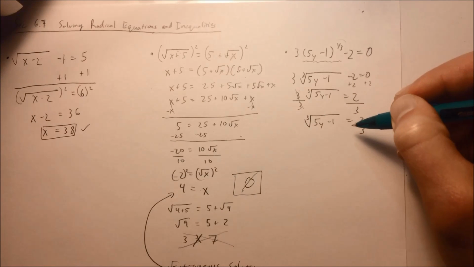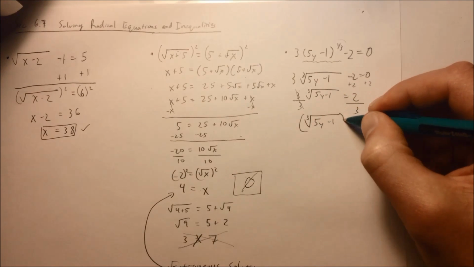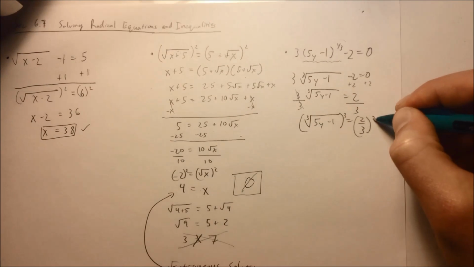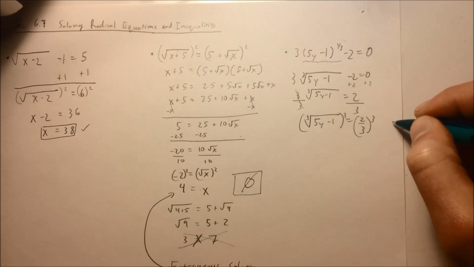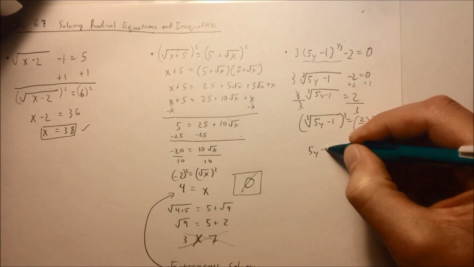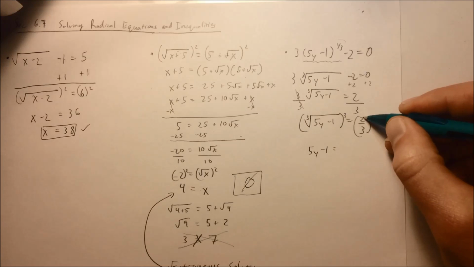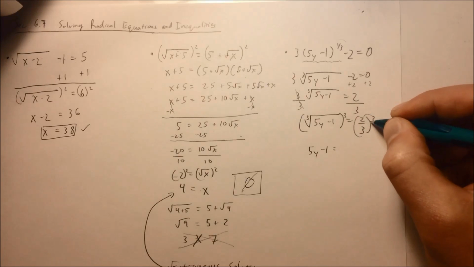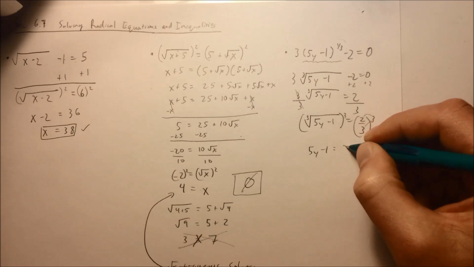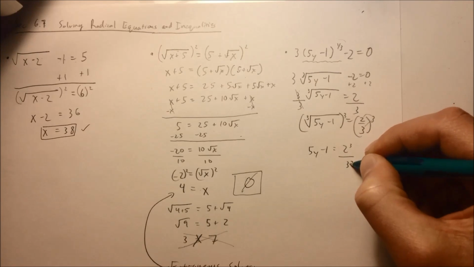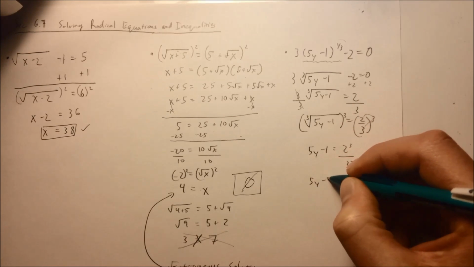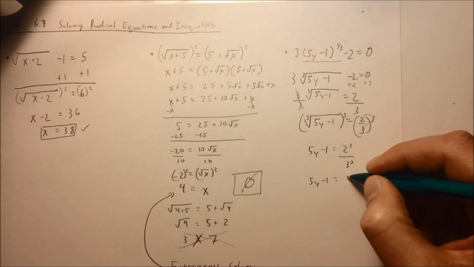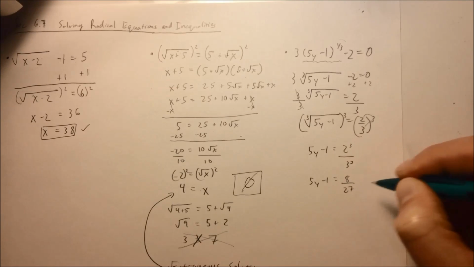Now, how do I undo a cubic root? I cube both sides, of course. Cube both sides. So I'm going to get 5y minus 1 is equal to 2/3 cubed. Well, let's see here. I can just distribute that like that. 2 to the third over 3 to the third. 2 to the third is 8 over 27.